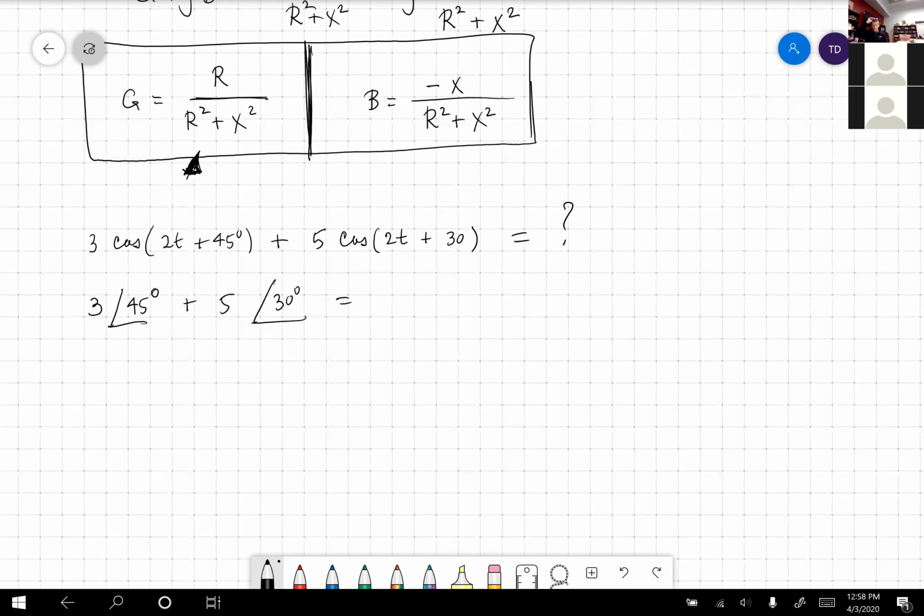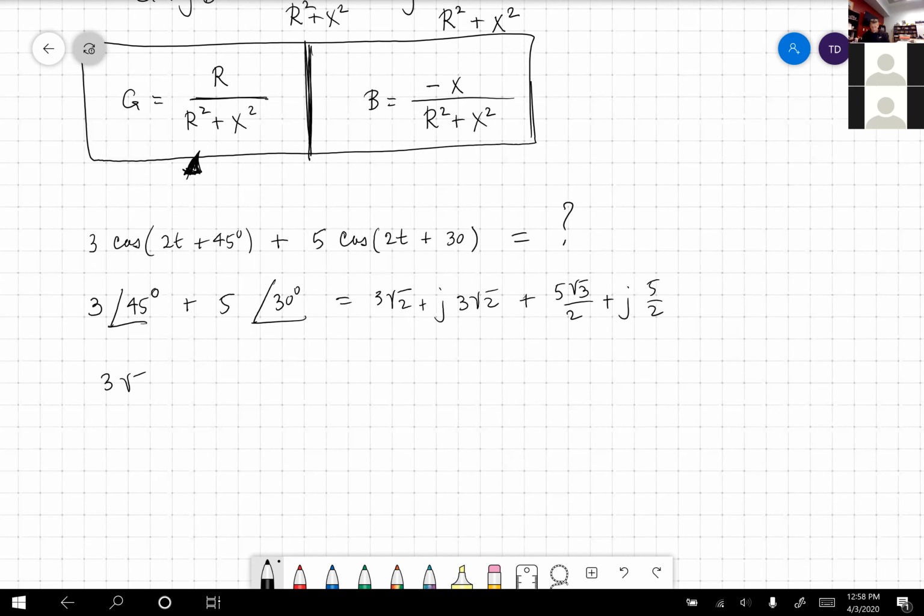We're adding, so we know we have to put this in the rectangular form. So this would be 3 root 2 plus j 3 root 2, plus 5 at an angle of 30 degrees. Cosine is root 3 over 2, so it's going to be 5 root 3 over 2. Sine is going to be 1/2, so plus j 5 halves. I know these are ugly numbers. I don't want you to worry about the ugly numbers. Then you would add them.